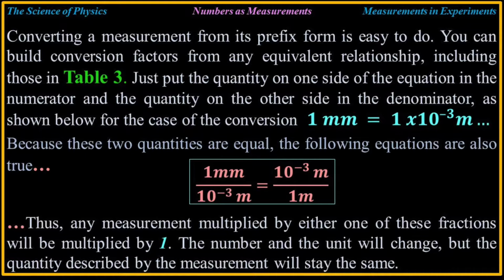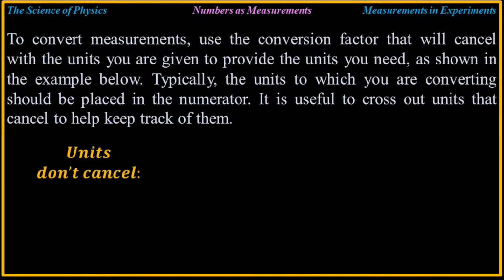Even though they don't look equal, we don't say equal, we say equivalent. Thus, any measurement multiplied by either one of these fractions will be multiplied by 1. It's called a factor of 1. The number and the unit will change, but the quantity described by the measurement will stay the same. It's called a factor of 1, where the numerator equals the denominator. And they don't look the same, but they are, we say, equivalent expressions. So the left is equivalent to the right.